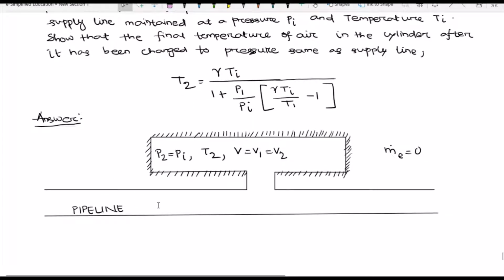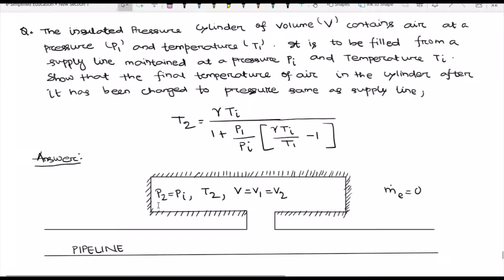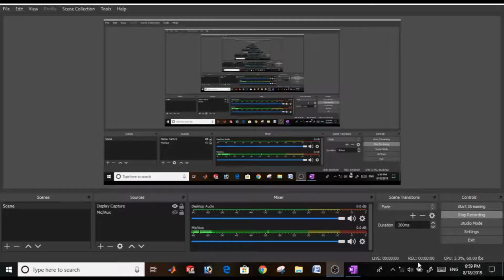So, this is the pipeline where the fluid, or the air, is flowing, and this is an insulated chamber. When the air is flowing in the pipeline, it is coming to this chamber. Okay, we are asked to calculate the final temperature of this chamber, and the mass at the exit is 0 because it is an insulated closed chamber. No mass is going out, right? So for this chamber we have to calculate the temperature.